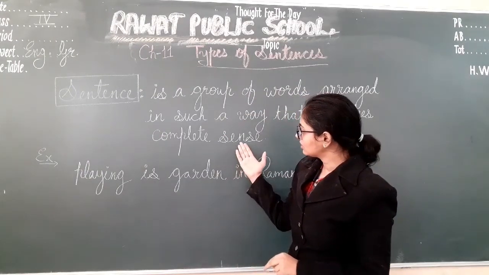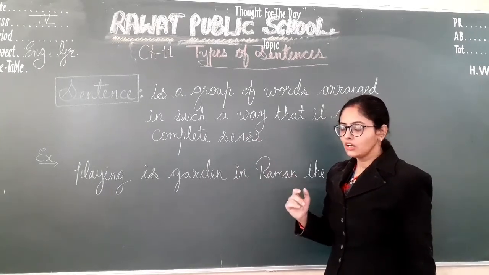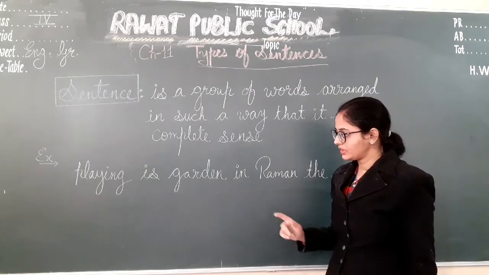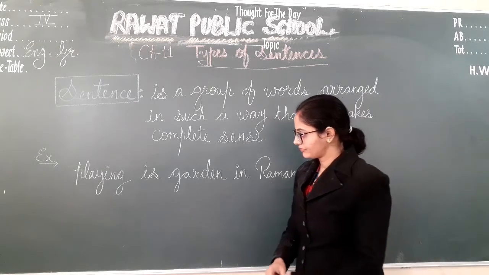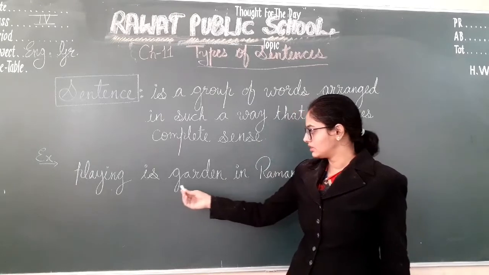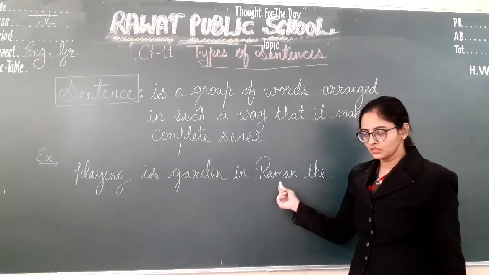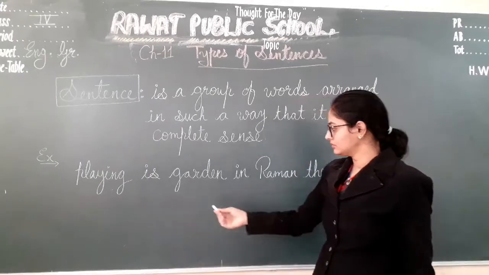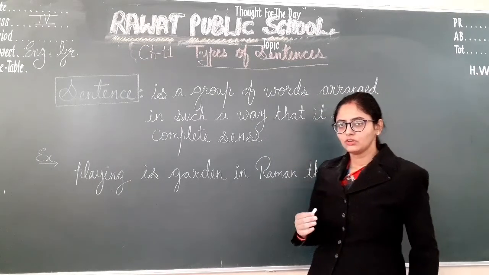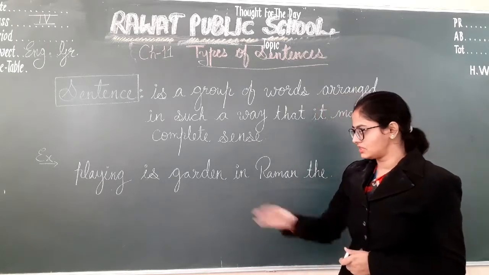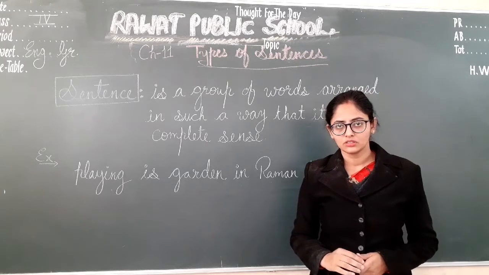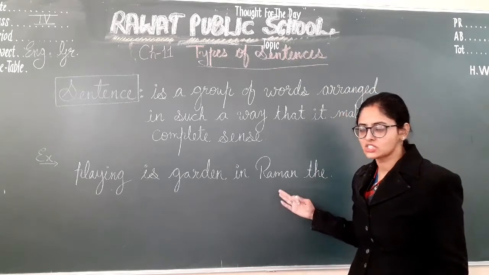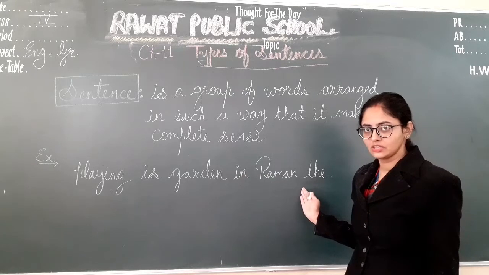Before looking at the definition of sentence, first I want to show you one example. Read this example carefully. One sentence I have written: Playing is garden in Ramanda. Again I am reading: Playing is garden in Ramanda. Could you understand the meaning of this whole sentence? Your answer is no. There is no meaning, there is no sense in whatever is written here.